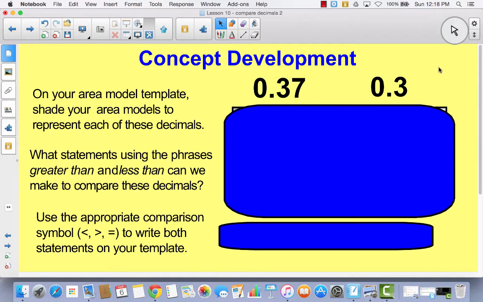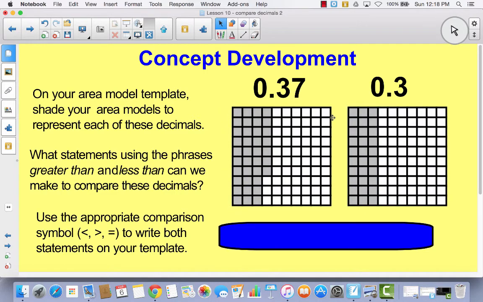Okay, hopefully you did as I asked and you shaded 37 hundredths and 3 tenths, and it should look something like this. So you can see that I did go ahead and decompose both of these into the hundredths. If you did not decompose this into hundredths, that's perfectly okay. You could have left this as tenths. So we've got 37 hundredths and we've got 3 tenths.